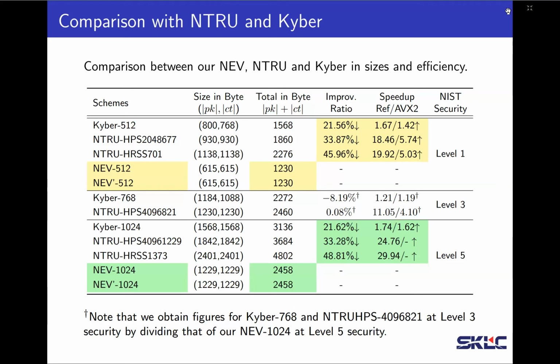We also obtain figures for Cairo at this primary level, at level 3 security, and other levels of security. We can find that our scheme at level 5 security is 8% larger than that of Cairo, but it is 1.2 times faster. And it is also almost the same, and even slightly more compact than the other scheme, with 4 to 11 times faster speed.